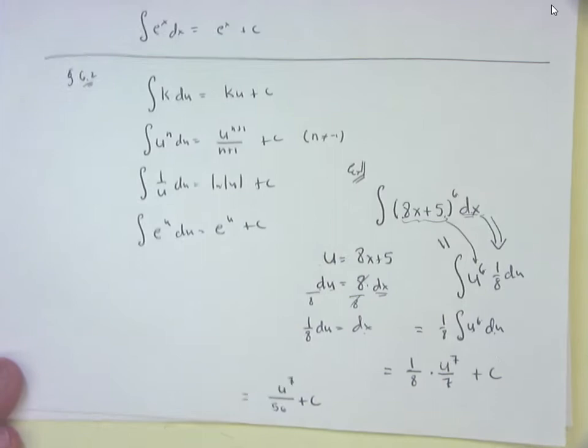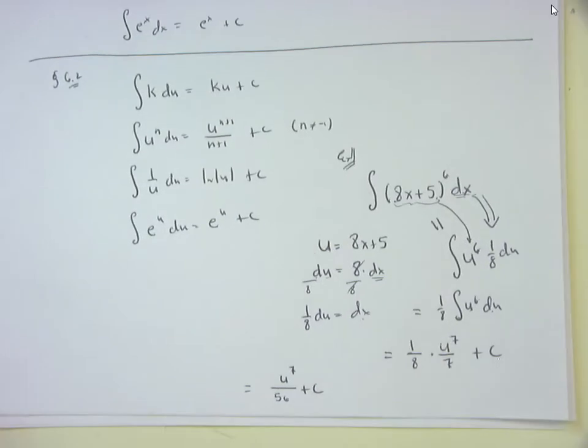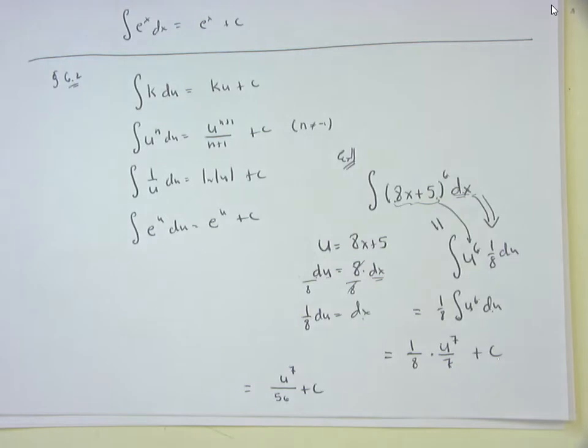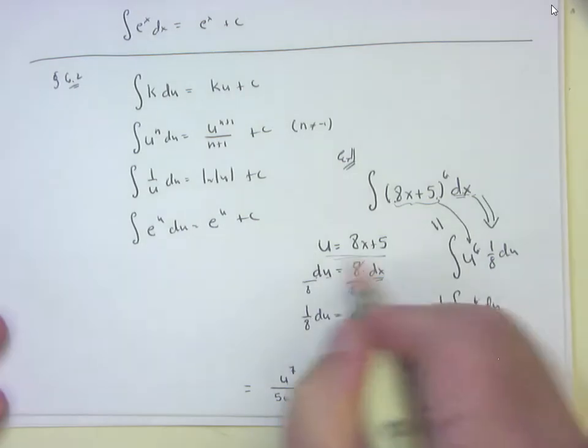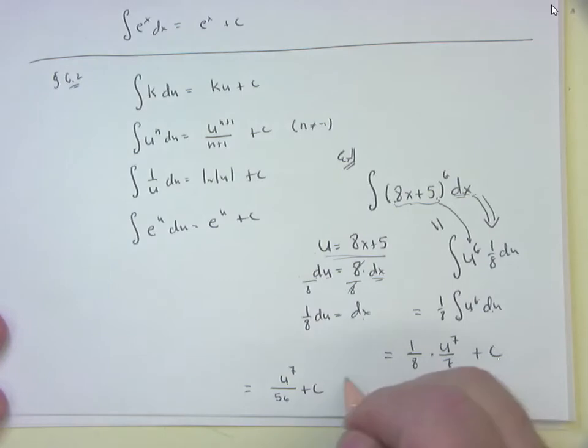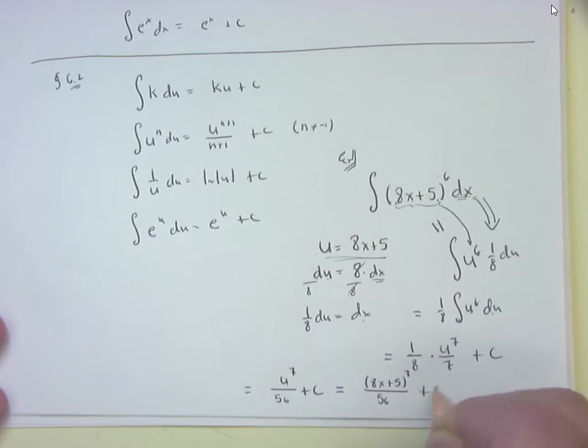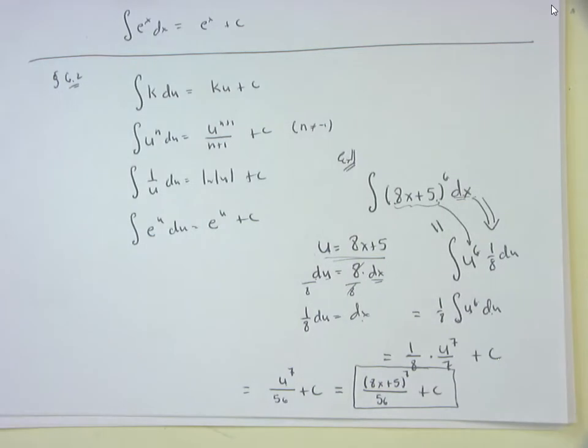And now here's the big deal in terms of your answer. The original question was in terms of x. Proper ethics of mathematics: if you start in terms of x, your answer has got to be in terms of x. So the last thing you do is back substitute, and then you've got your answer. So what was u equal to? u was equal to 8x plus 5. So the answer is going to be (8x plus 5) to the 7th over 56 plus c. And you integrated something very hard and you found its antiderivative.